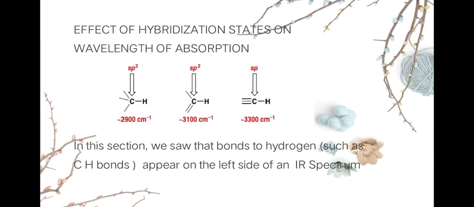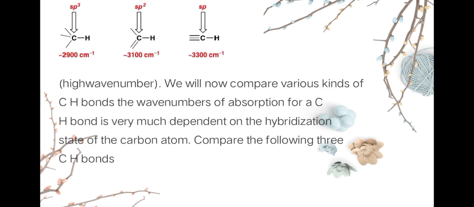Next is the effect of hybridization states on the wave number of absorption. In this section, we saw that bonds to hydrogen such as the CH bond appear on the left side of an IR spectrum, at a high wave number. We will now compare the various kinds of CH bonds. The wave numbers are very much dependent on the hybridization state of the carbon atoms. Compare the following three CH bonds.